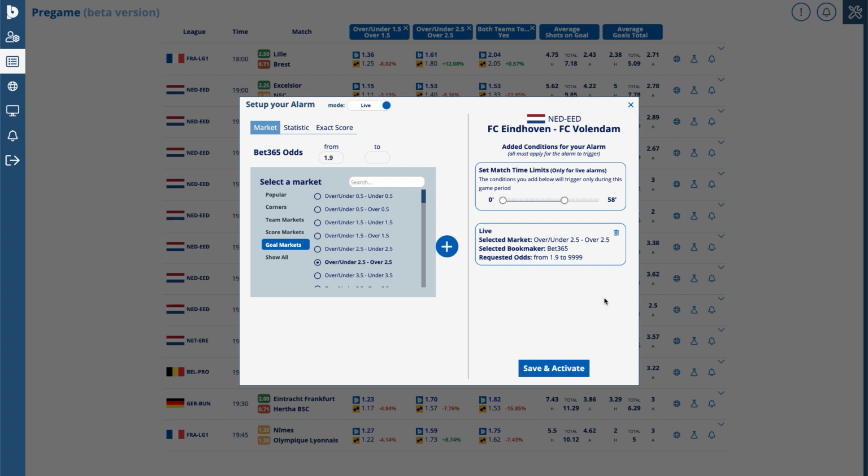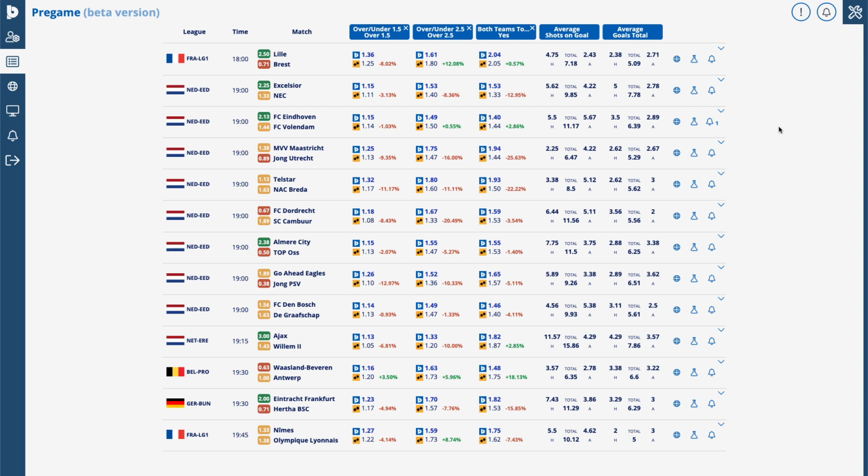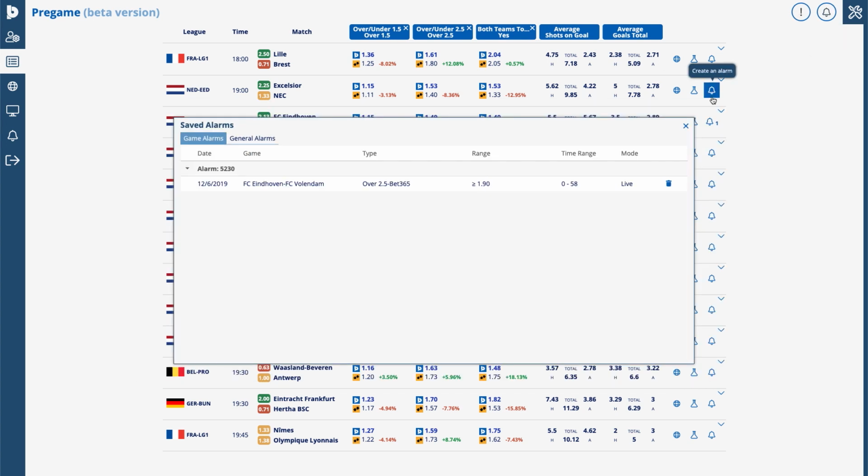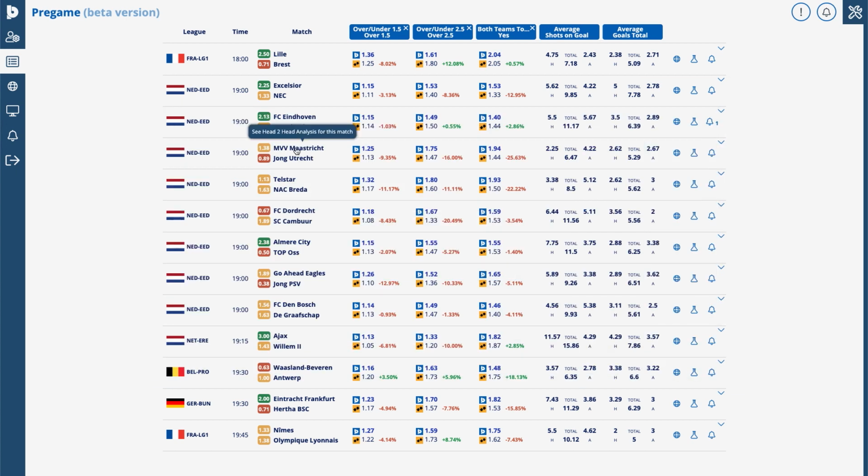And then once everything's set, we click Save and Activate. And here we go, the alarm was added. And if you have any doubts, you can always come here to the exclamation mark and then just double check that everything is set where you left it. Okay, so now we're going to just repeat this operation throughout the weekend.